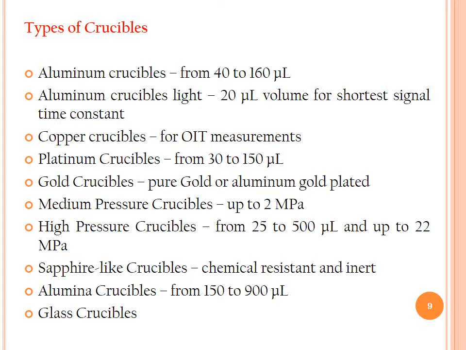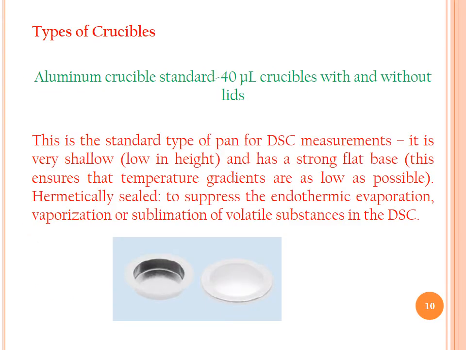These crucibles are usually resistant to chemical reactions and behave as inert material, and cannot react with any type of material under investigation. Alumina crucibles have a volume from 150 to 900 microliter. And lastly, the glass crucibles. Now we will discuss each type of crucible with their characteristics, what type of materials are to be used, and for which analytical techniques each crucible will be used.